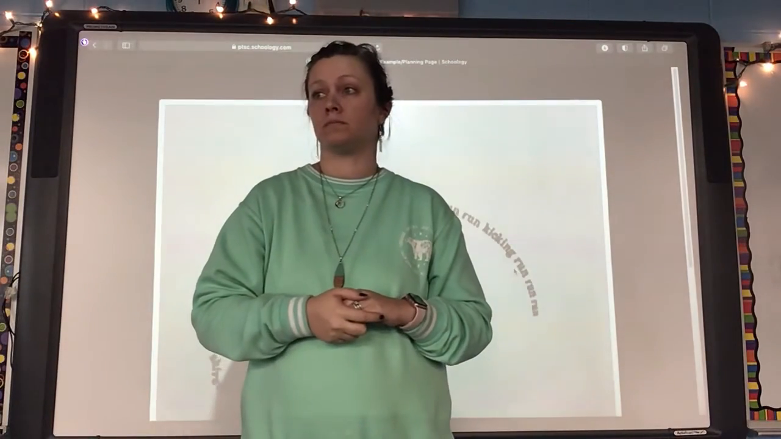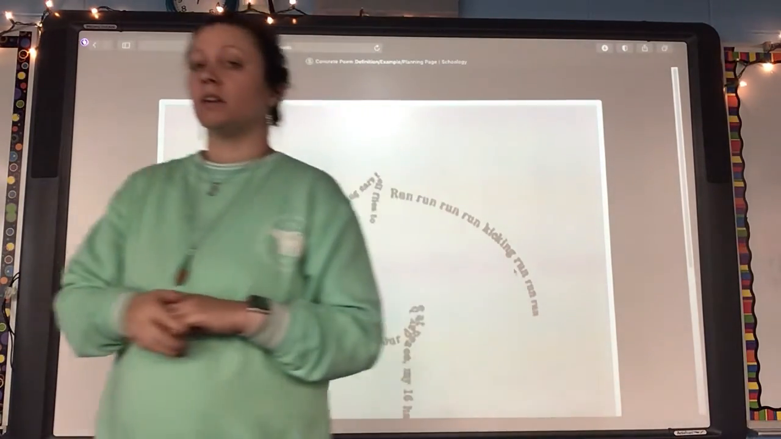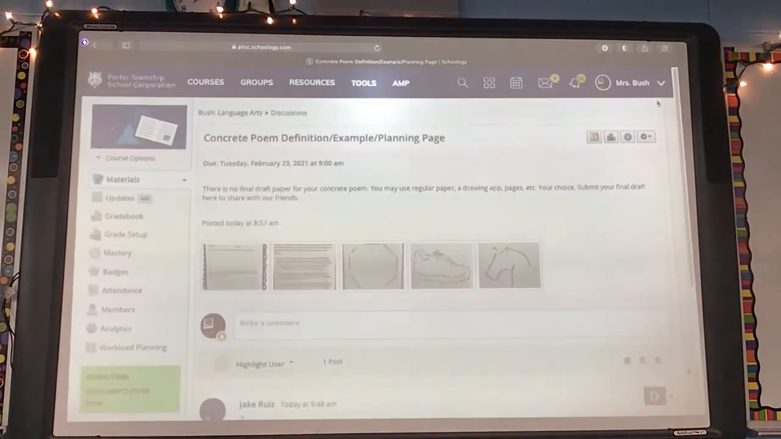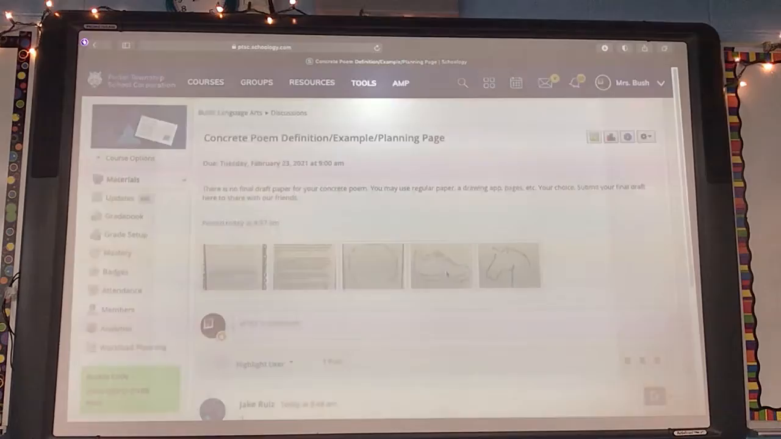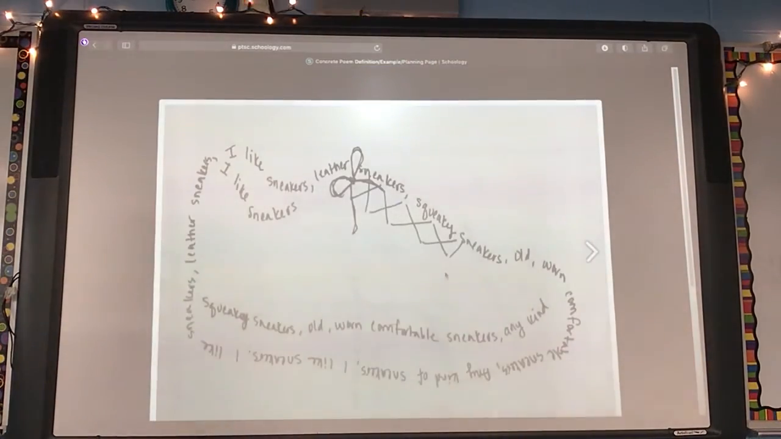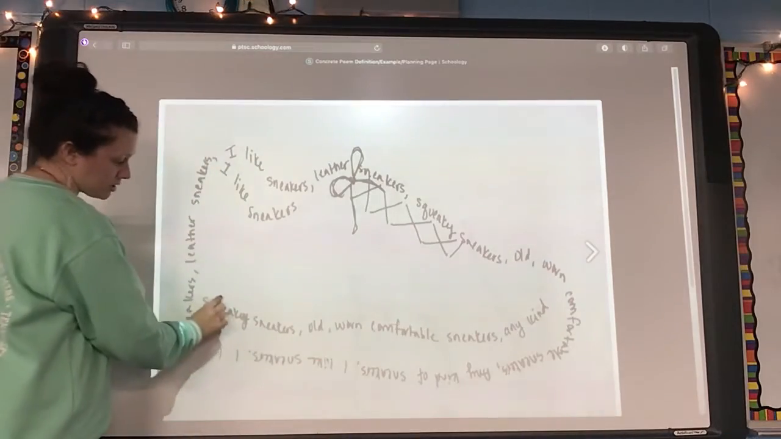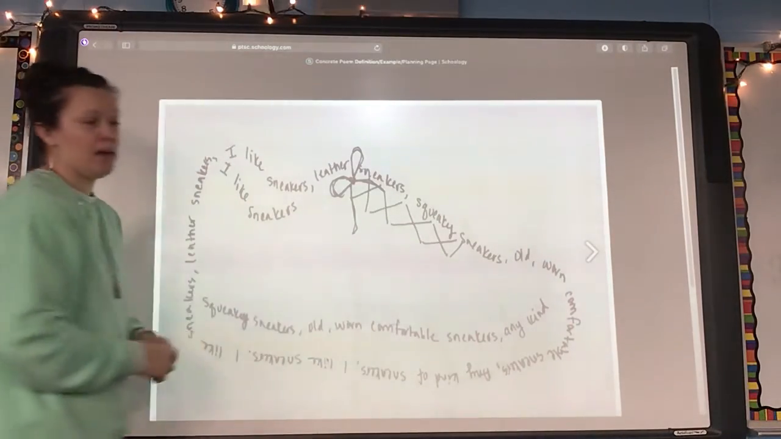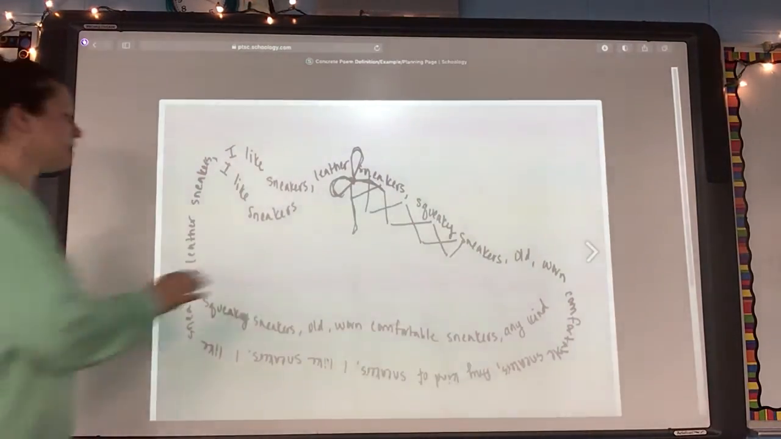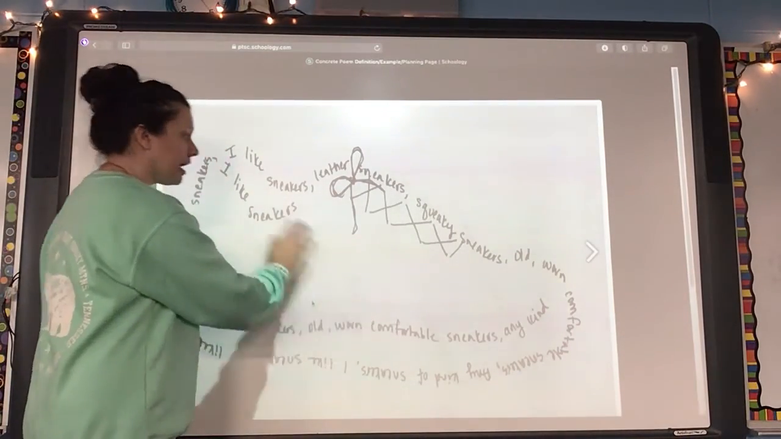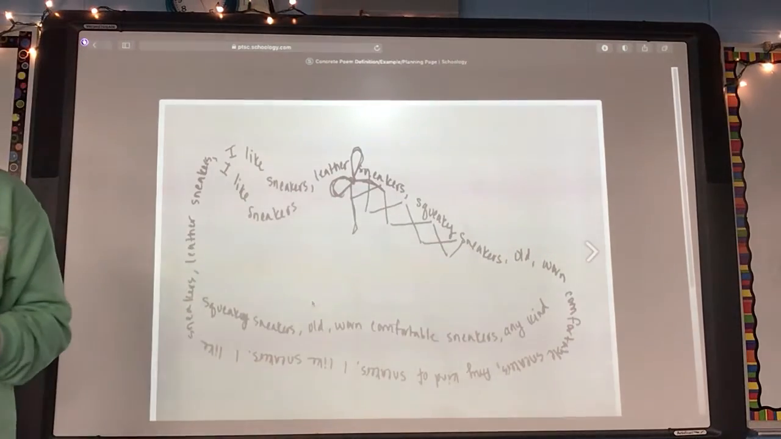Could you put the words inside it, like your shape? Can you put the words on the inside? You can, but it still needs to be somewhat the shape. So, for example, this could have been an outline of your shoe, and then your words going around the inside. But your words cannot be on the inside just in a normal regular line straight across. You've got to use the creativity of your shape.